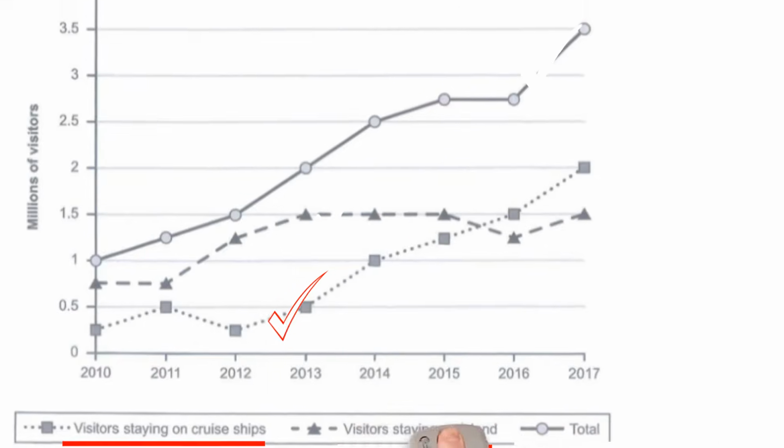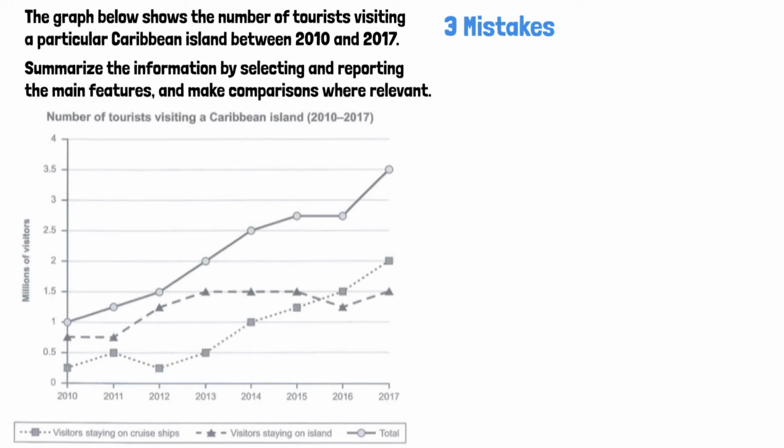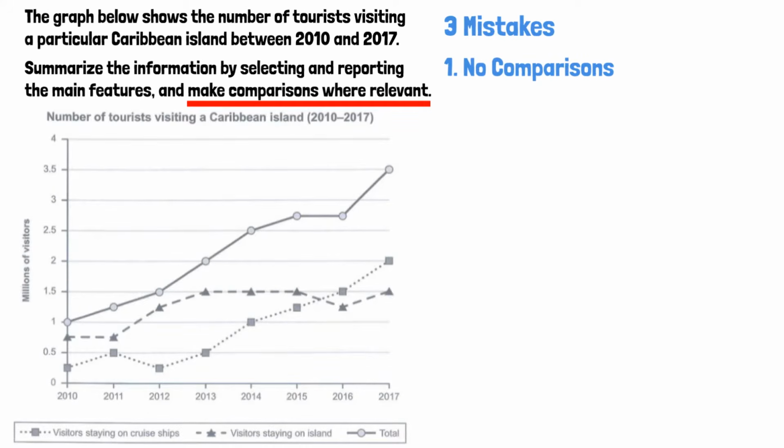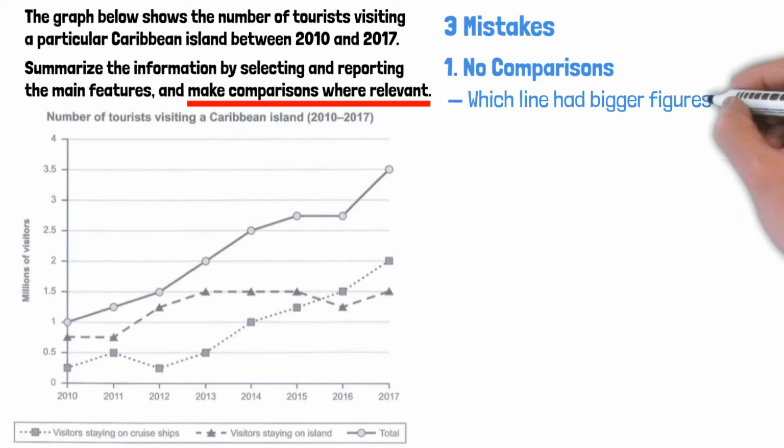So the first mistake you may make is only describing the trends of these 3 lines, like they increased, decreased, or remained stable, but not comparing these lines at all. Remember, the question says make comparisons where relevant. You need to compare which line had bigger figures.